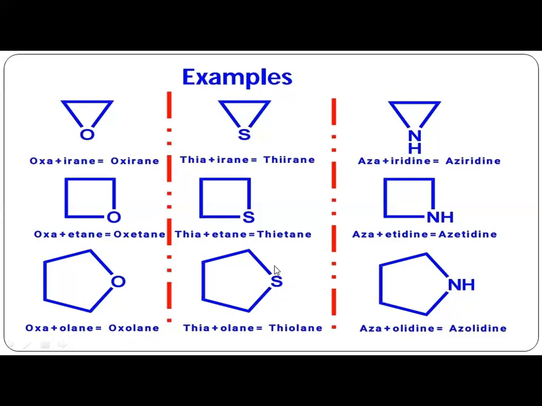And after that, sulfur is a heteroatom. We are going to use only thia and olane for 5-membered saturated rings. So its combined name will be thiolane. After that, a 5-membered saturated ring with nitrogen as a heteroatom, then we will get aza and olidine. So it will be azolidine.